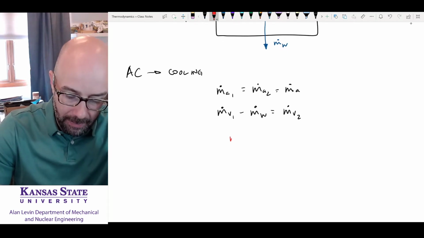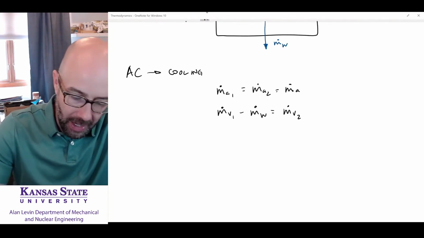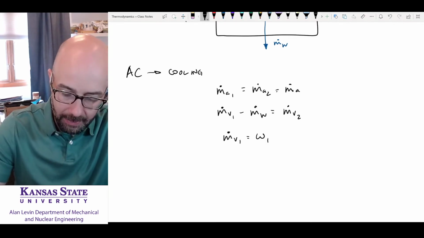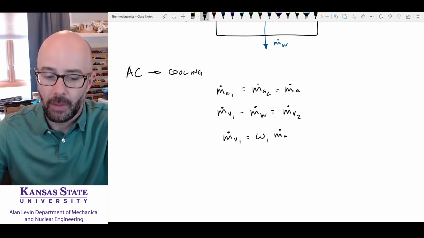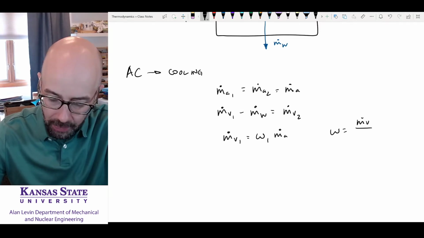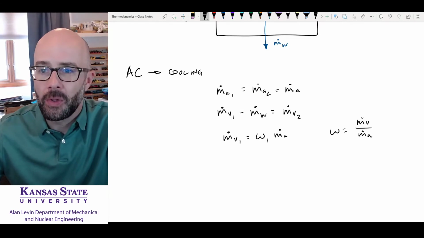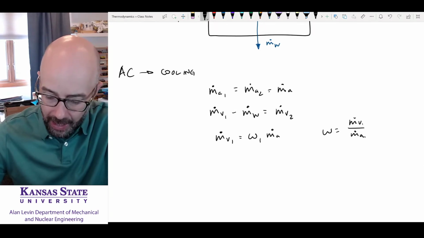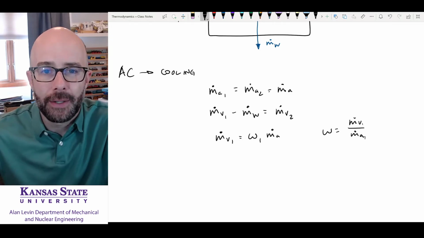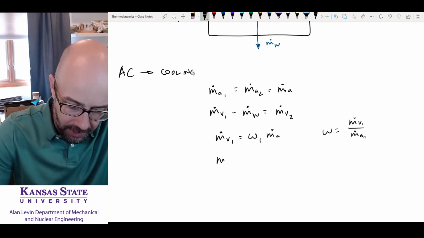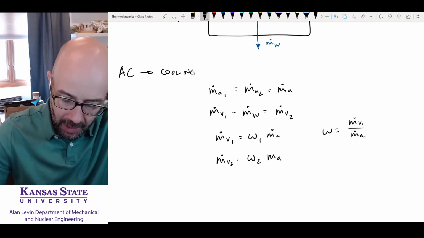The mass flow rate of my vapor at 1 is equal to omega 1 times the mass flow rate of my air, which is the mass flow rate of my vapor over the mass flow rate of my air. This is just a way of saying that if I put omega 1 in here, this is vapor 1, air 1, and we know that air 1 and air 2 are the same thing, so we don't have to worry about that. And the vapor at 2 is equal to omega 2 times the mass flow rate of my air.